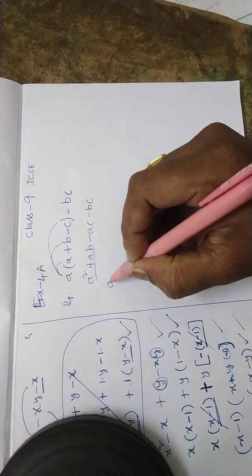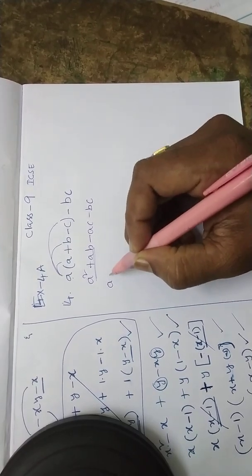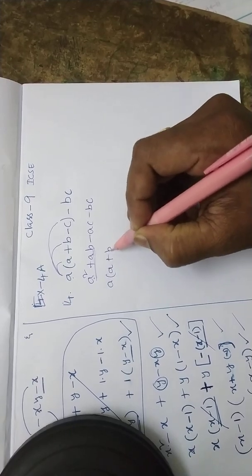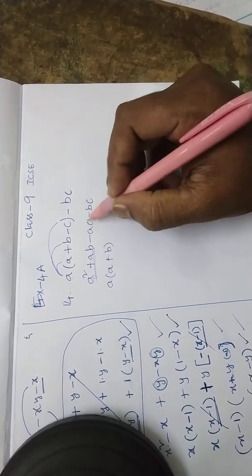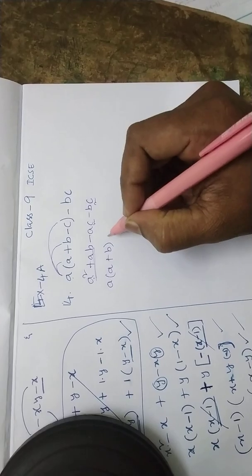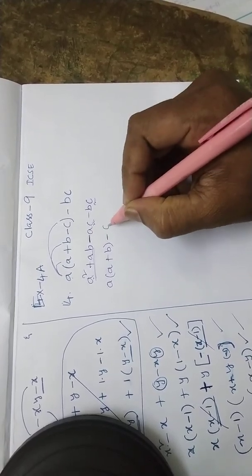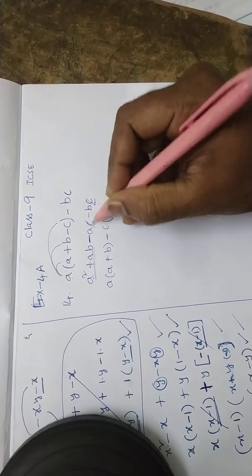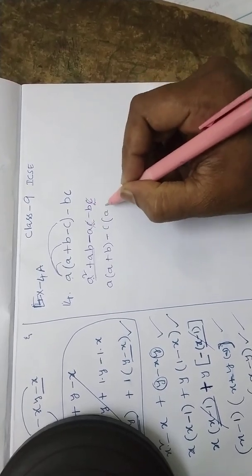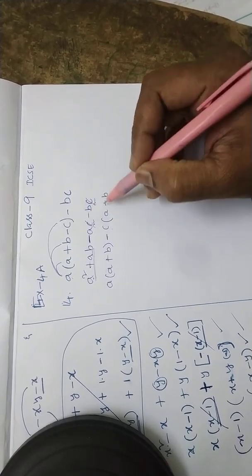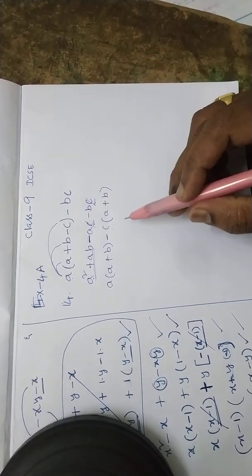What is the common here? A is the common. When you take A common here, you get A plus B. And what is the common here? C is the common. Always follow this sign, whatever the sign, you have to keep it like this only. As you take C common, A minus B is left out. Minus into minus equal to plus, but here you have minus, so you have to keep the plus symbol.